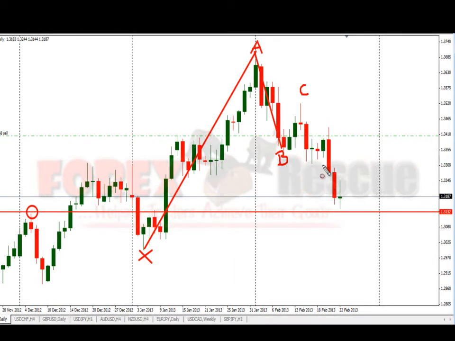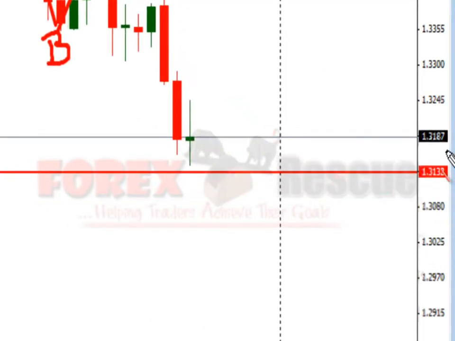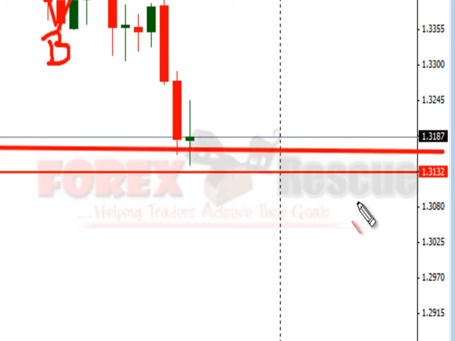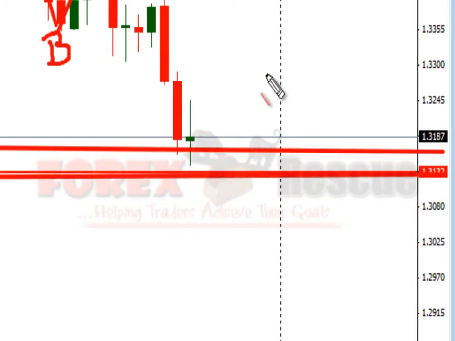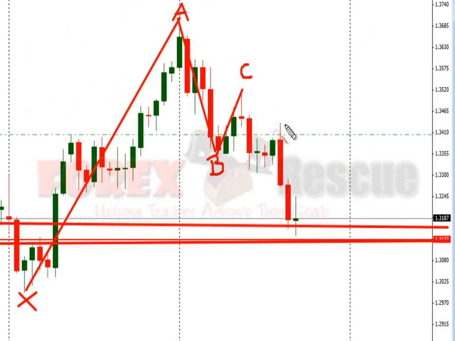Now, let us complete this area. So this point C, this becomes our BC leg. This is our point D, our potential reversal zone that I told you is within the range of 1.3154 to 1.3130. 1.3154 is around here. 1.3130 is around here. So you can see how this ideal bullish Gartley pattern, of course, this is our point D. So this is what we call the CD leg.